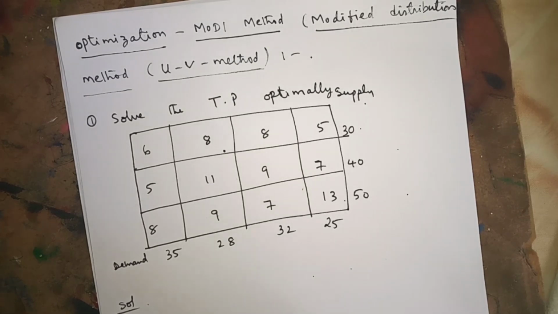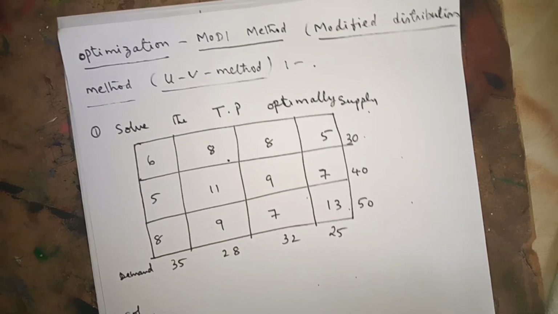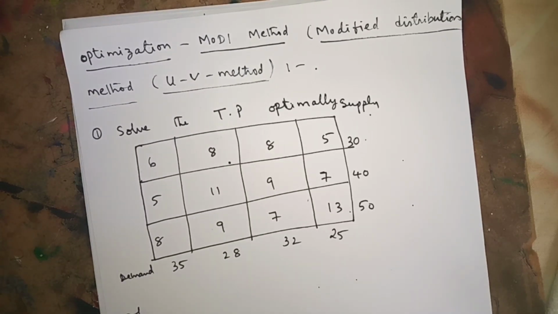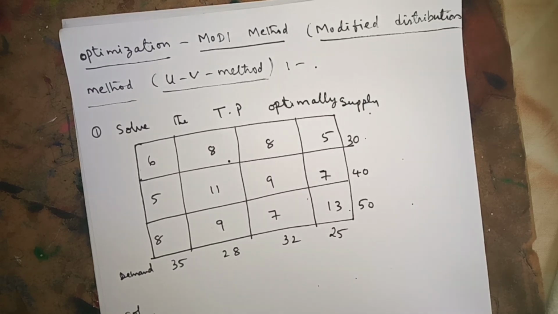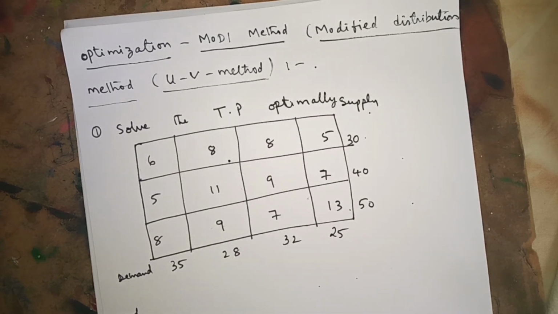Hello everyone. Today I am going to start optimization by the MODI method, modified distribution method, or UV method. We can call this one the UV method or MODI method or modified distribution method. Very important method. Now to find this optimum solution, first of all, we need the IBFS solution.